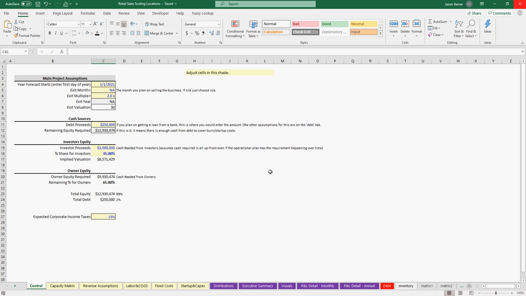It involves acquiring retail locations or building retail locations and then scaling them up. And there's slots for up to 25. It is expandable. It'd be kind of difficult, but you can expand it if you want more locations. All the logic's there, you just have to drag the formulas.